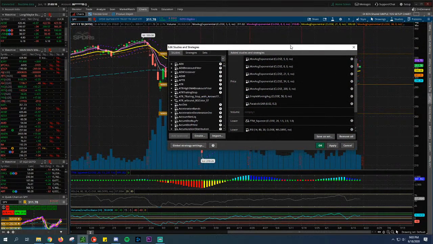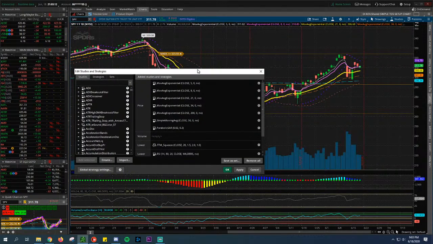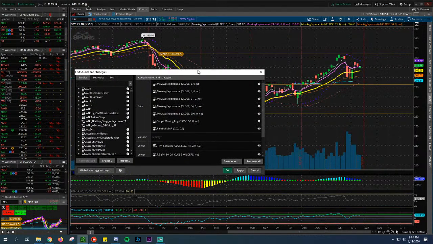For this particular chart, the bread and butter of what we go by is the exponential moving averages over the simple moving averages. Each of them is a different color or line style, or dashed. We're going to have the 5, 8, 21, 34, and 200. Those are all exponential moving averages. And then we're going to have the 50 simple moving average.